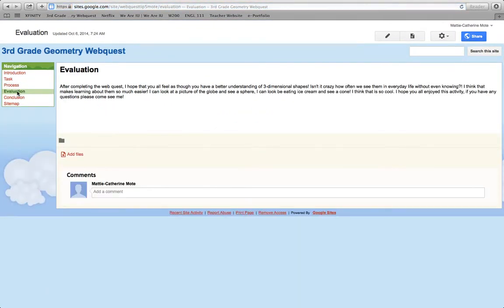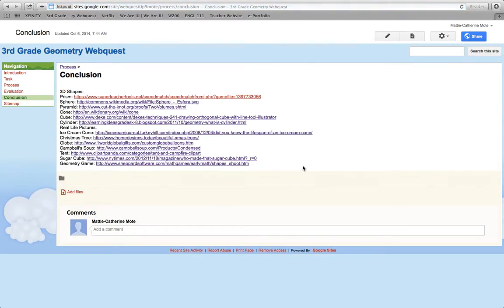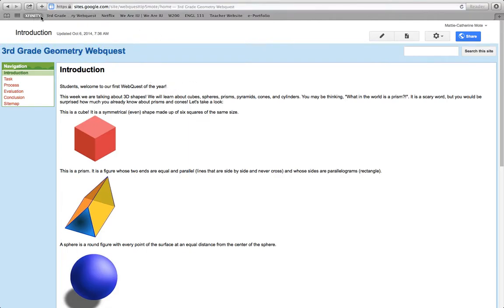And then they move on to the evaluation page, which explains what my goals were for the Webquest, and if my goals did not succeed, they could come ask me questions if they don't understand. And then my conclusion has all of my citations, and that's it. That's my third grade geometry Webquest.